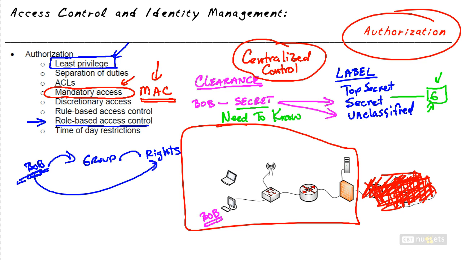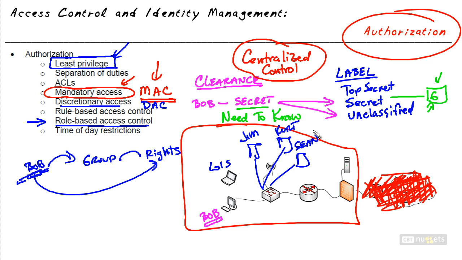Another type of access control model is called discretionary access control, and that is DAC. And here's how discretionary access control works. Let's say we have Bob and Lois, and let's say we have a few other users. They may be wireless, or they may be connected to the switch with an Ethernet cable. So we have Jim, Kurt, Sean, and a whole bunch of other really great people. With discretionary access control, Lois decides, hey, you know what? I've got some files on my laptop. I'm going to go ahead and share them. And because Lois is the owner of that data, she can decide what she wants to do with it.